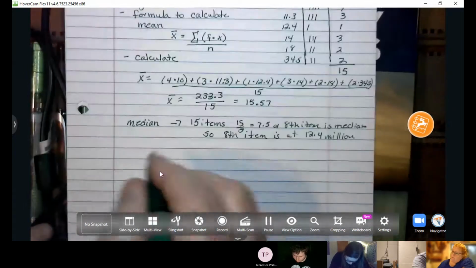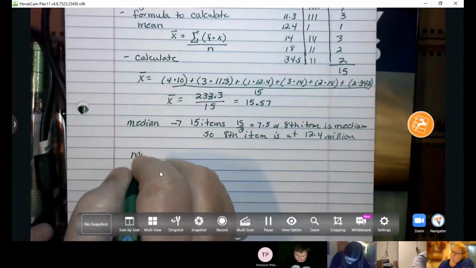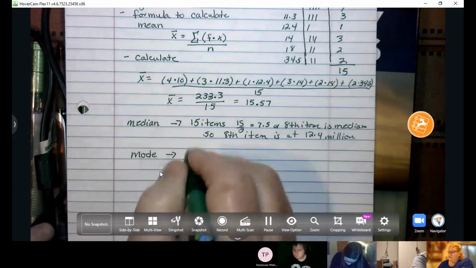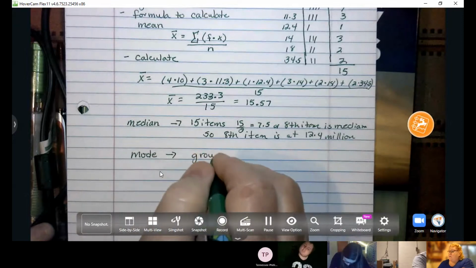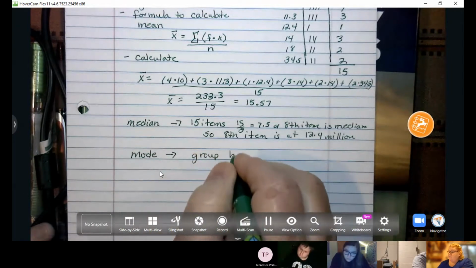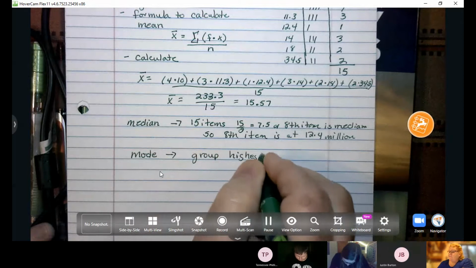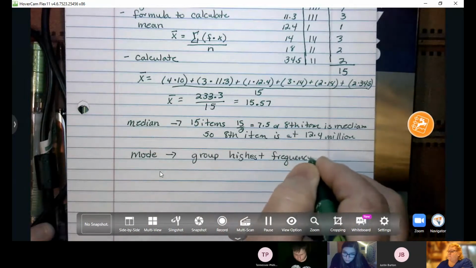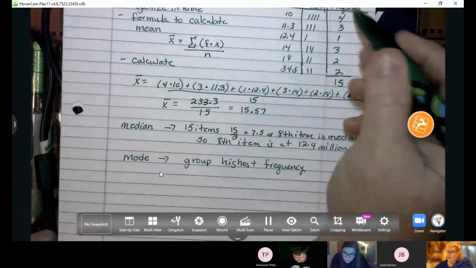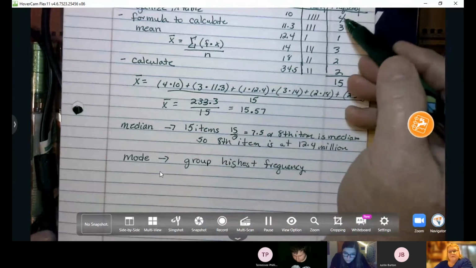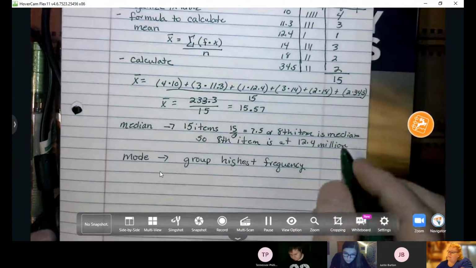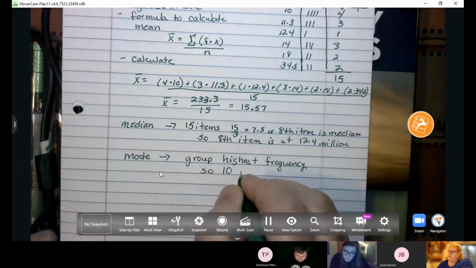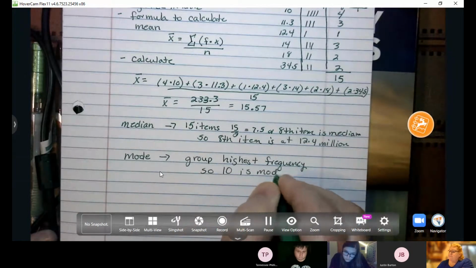For the mode, that one's pretty easy. Mode is the group with the highest frequency. And so the group with the highest frequency was the group with 10. So 10 million is the mode.